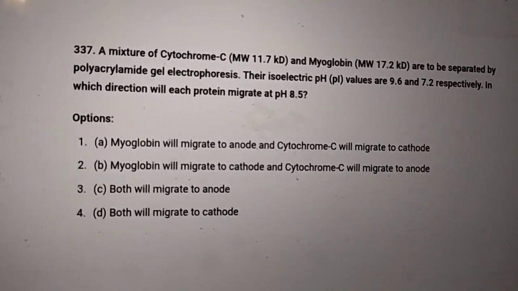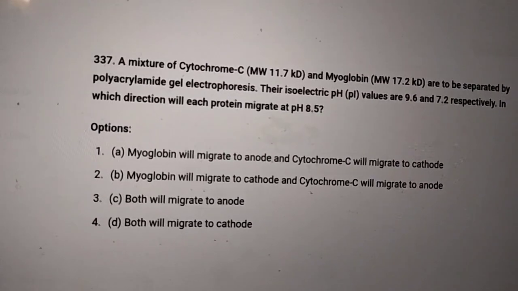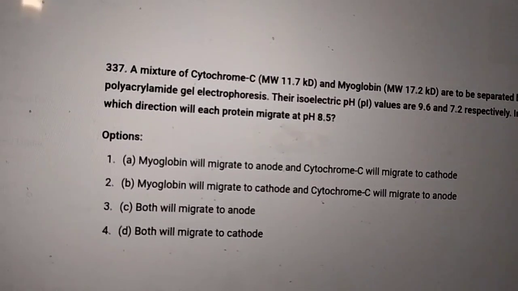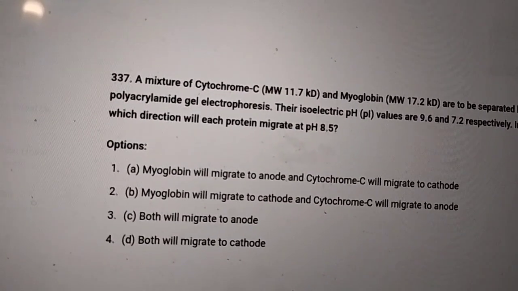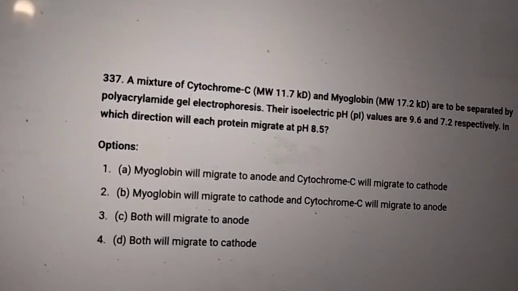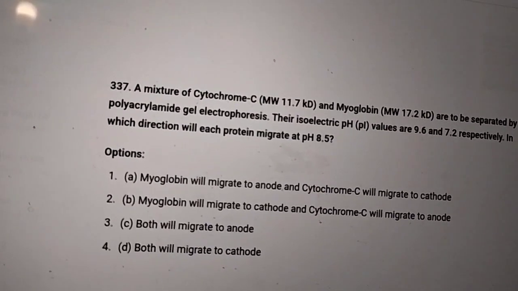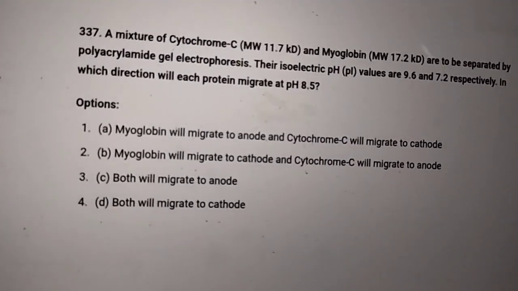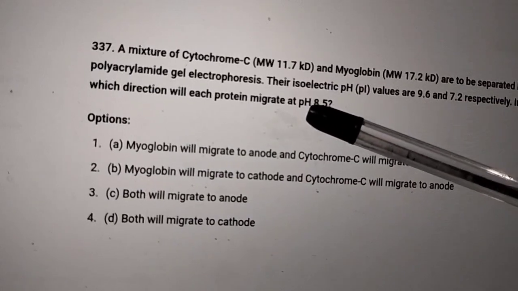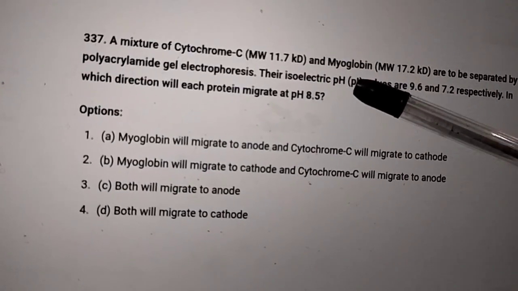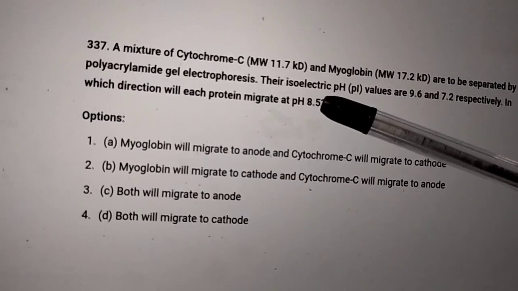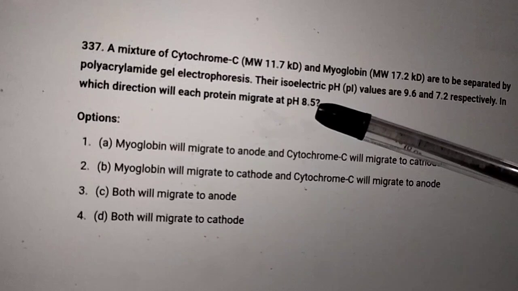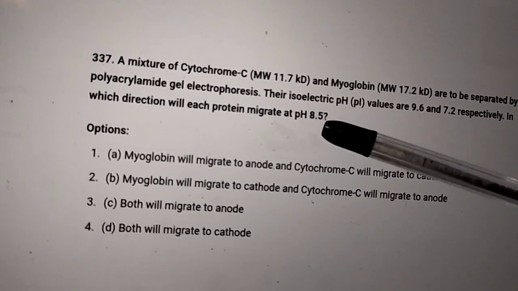So let us move to the next question. It says a mixture of cytochrome C with molecular weight 11.7 kilodalton and myoglobin molecular weight 17.2 kilodalton are to be separated by polyacrylamide gel electrophoresis. Their isoelectric pH, pI values, are 9.6 and 7.2 respectively. In which direction will each protein migrate at pH 8.5? To solve this, we know that when pH is greater than its pI value, the molecule will have a negative charge, and when pI value is greater than pH value, the molecule will be a positive one.